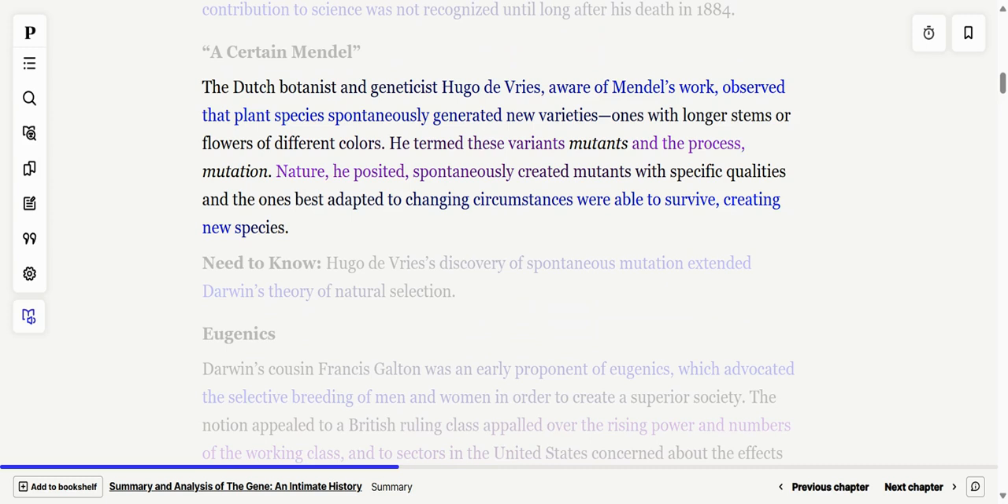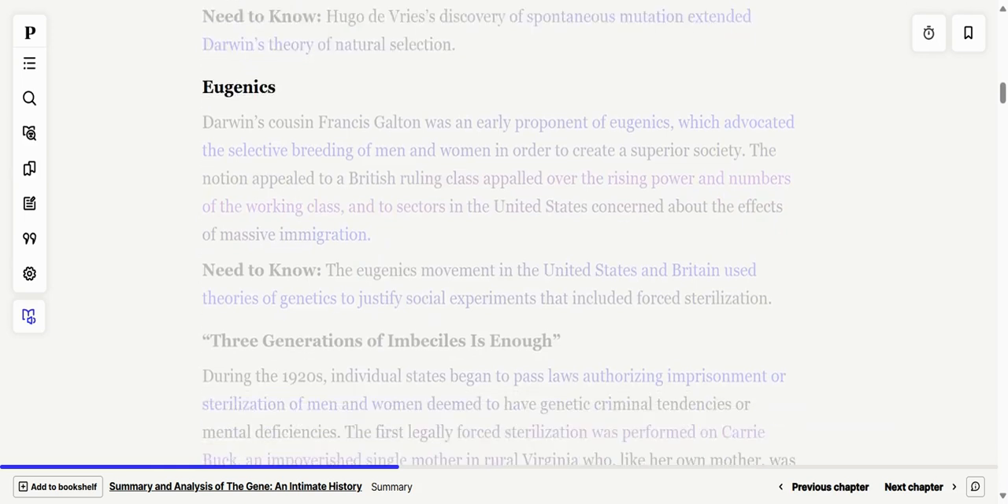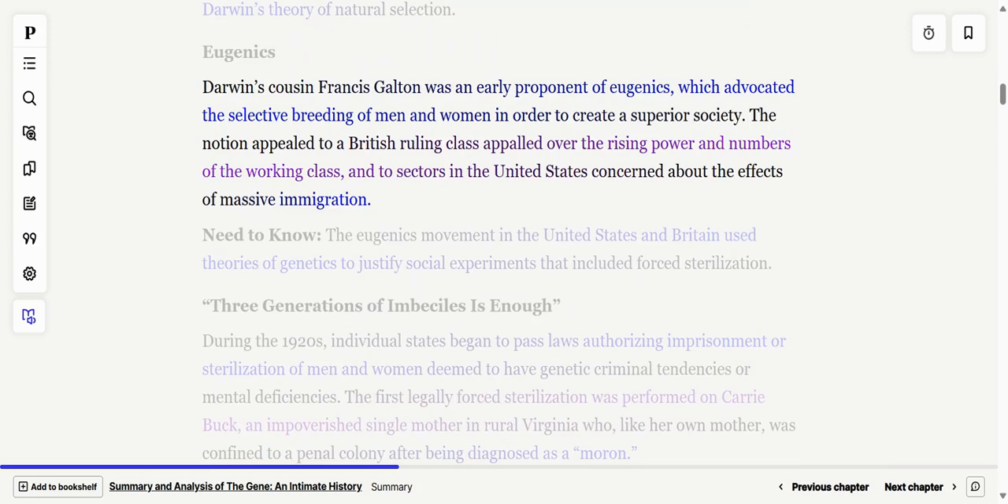Eugenics. Darwin's cousin Francis Galton was an early proponent of eugenics, which advocated the selective breeding of men and women in order to create a superior society. The notion appealed to a British ruling class appalled over the rising power and numbers of the working class, and to sectors in the United States concerned about the effects of massive immigration. Need to know: the eugenics movement in the United States and Britain used theories of genetics to justify social experiments that included forced sterilization.